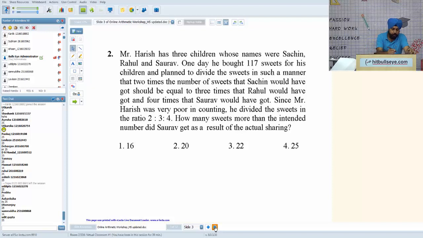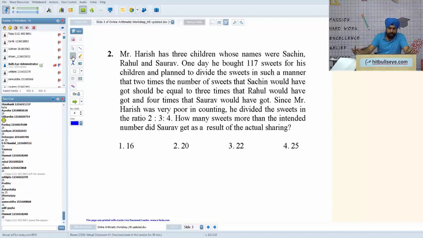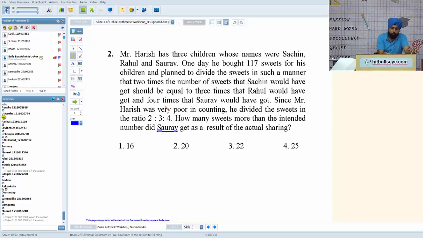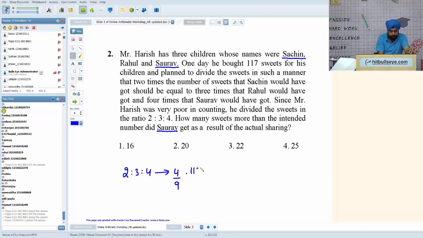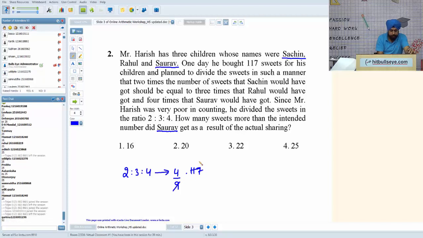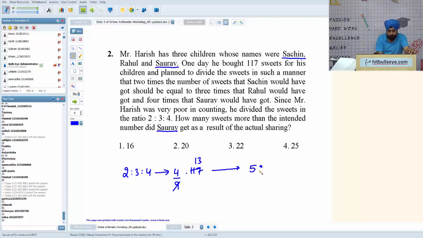Now there are two things in this, students. One, he divides it in the ratio of 2:3. Now very importantly, we have to find the share of Saurabh, and Saurabh is the third person given. So the third person, as per the ratio given of 2:3:4, will get 4/9 of the total, students. Now how much is 4/9 of 117? We can find that it comes out to be 52 rupees.